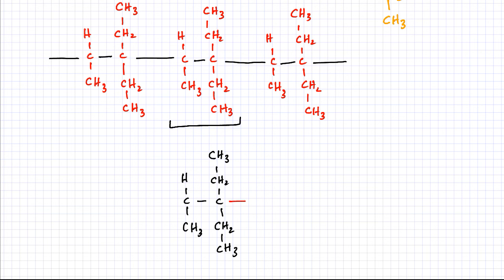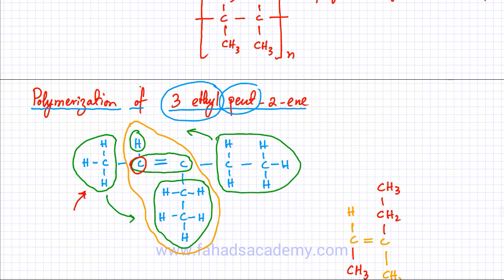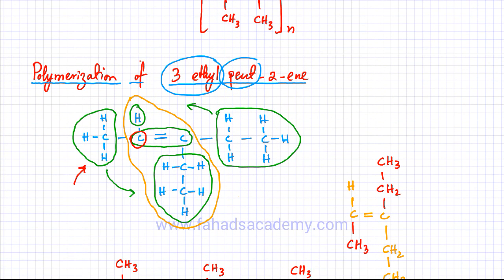You're going to draw the continuation bonds, which would mean that this structure is still continuing, and then you're going to draw square brackets around it, and you're going to write n, where n is the number of times this particular structure is being repeated over and over again. So that's how you're going to polymerize 3-ethyl pentene. This is how you're going to polymerize this structure.